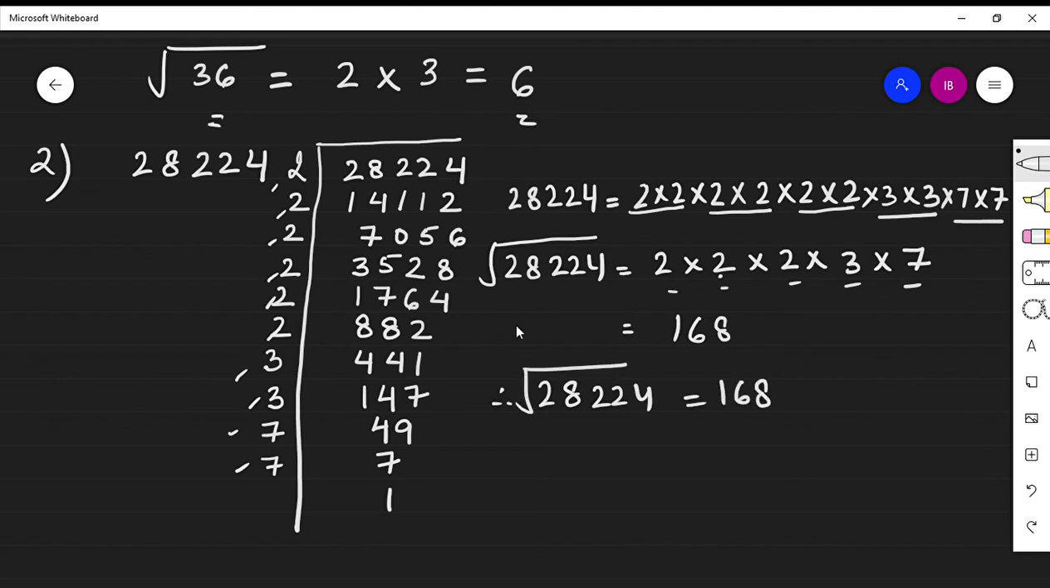This is the answer. I took this example in my previous video as well, but there I calculated the square root by long division. Here I calculated by prime factorization. So it's up to you now which method you want to use. Hope this prime factorization method is clear to you by now.